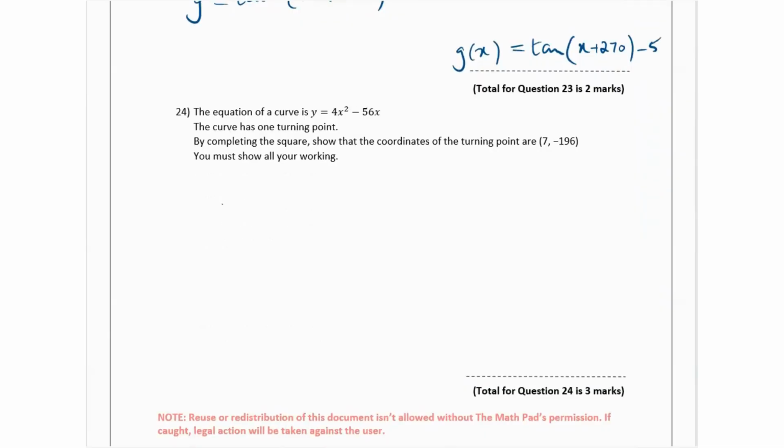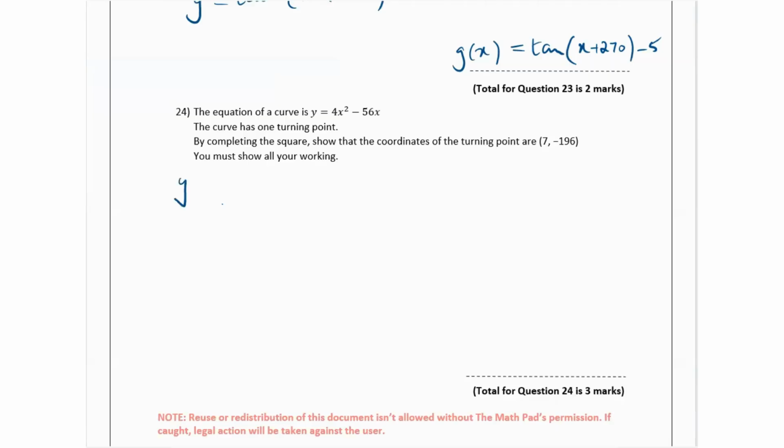The equation of a curve is y equals 4x squared minus 56x. The curve has one turning point. By completing the square, show that the coordinates of the turning point are 7 and negative 196. You must show all your working. So basically, in this case, they're asking us to use the completing the square method to figure out what the turning point is going to be.